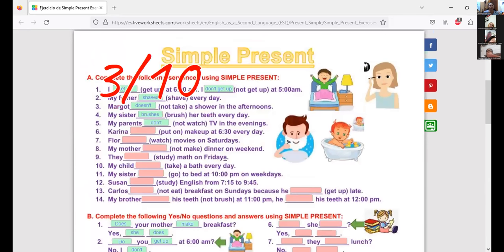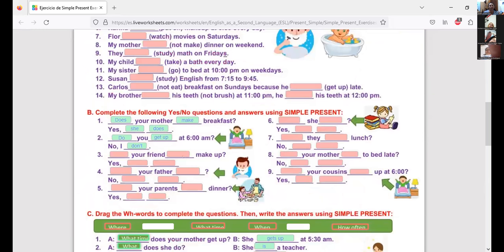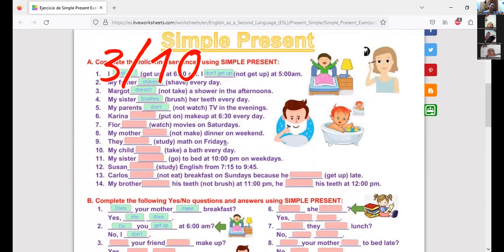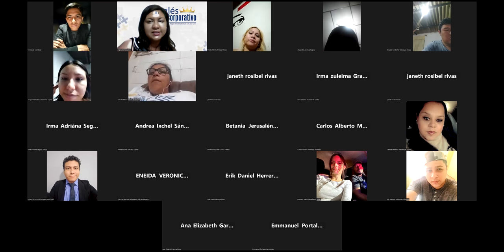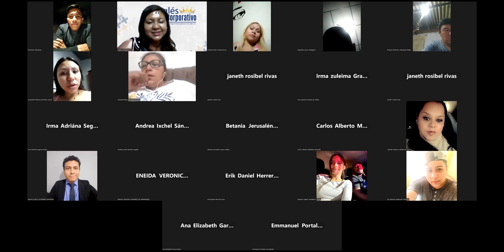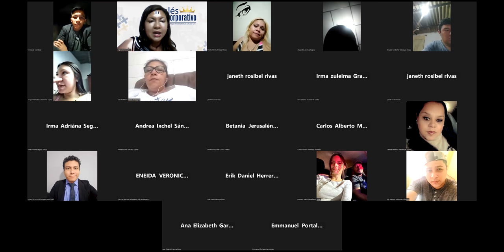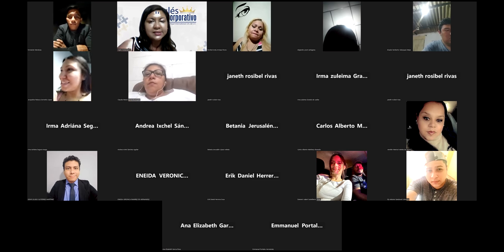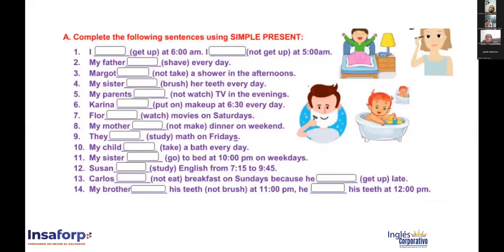Como no lo terminamos, no me la dio completa. Pero si usted la termina, todos los que están así, se ponen así, significa que están correctos. Cuando termine, le toma una captura de pantalla o una foto y lo puede subir al grupo de WhatsApp como evidencia de que hizo la tarea, hizo el ejercicio, practicó el simple present. Y ahora, we continue with the class. ¿Sí pueden ver mi pantalla?